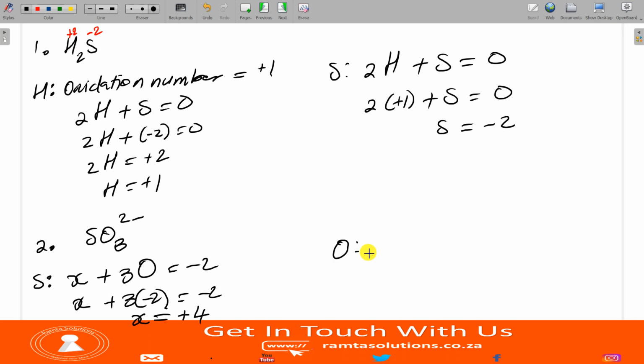For oxygen, oxidation number, guys. Because this is not a peroxide or superoxide, it is simply -2.